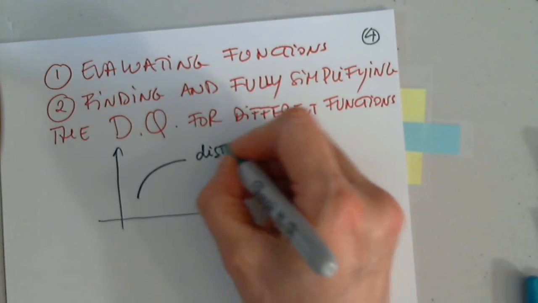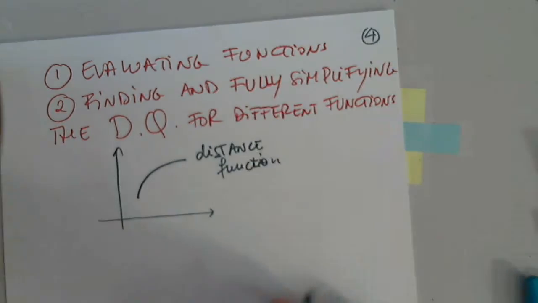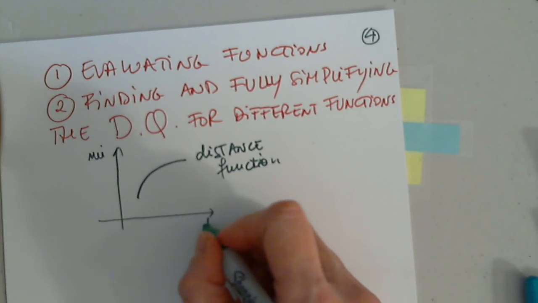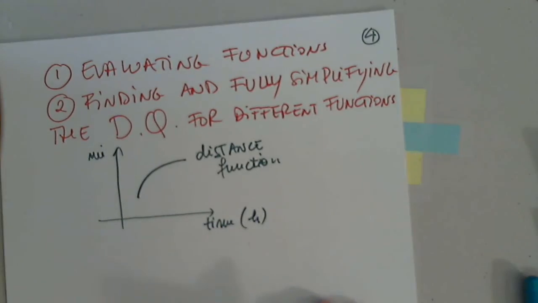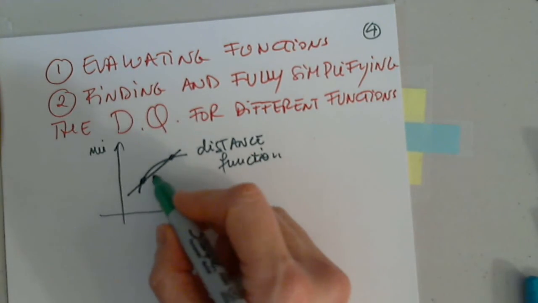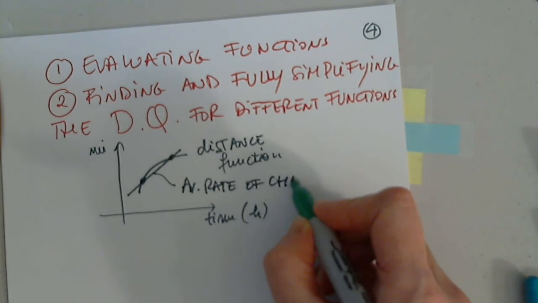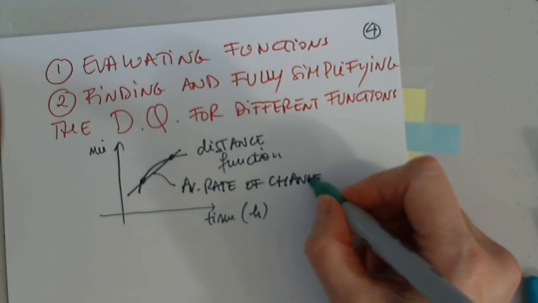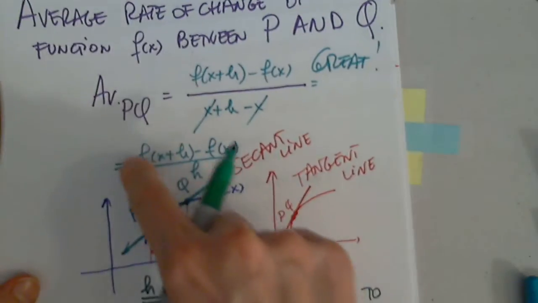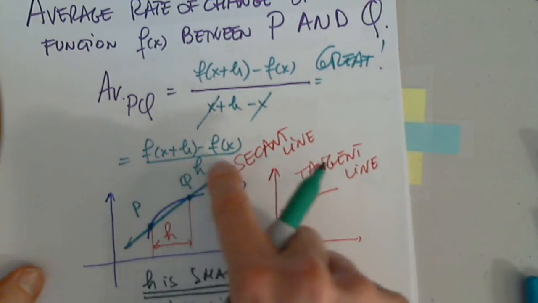This is the distance formula or function. This is in miles, and this is time in hours. And this slope is the average rate of change. This is G in miles per hour. Miles, because the function is measured in miles. H is measured in hours.